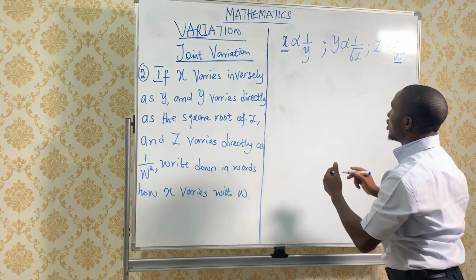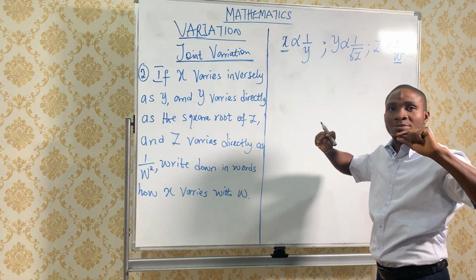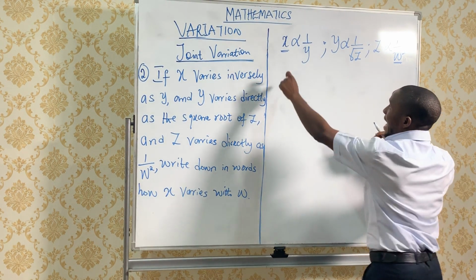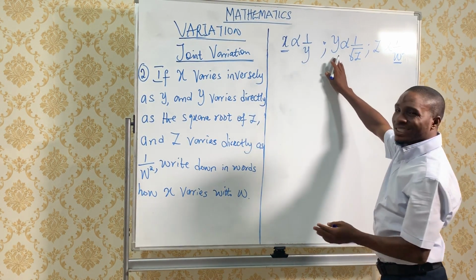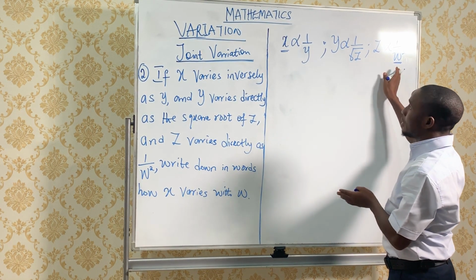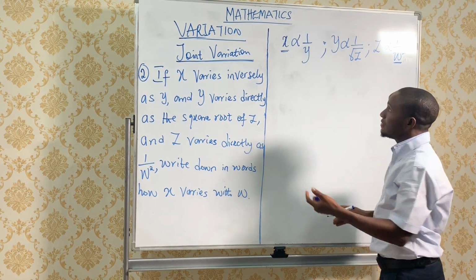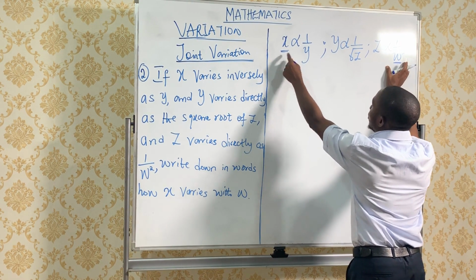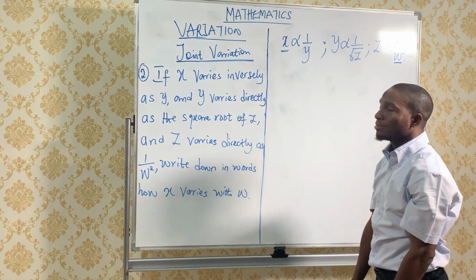You can see there is a long chain in transmission between x and w. X is connected to y, y is connected to z, z is connected to w. And yet, we are asked to find a relation that involves only x and w. So we need to merge all together as one.